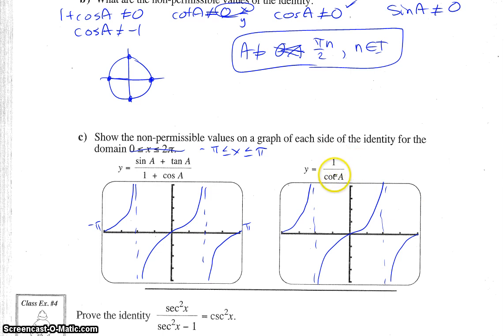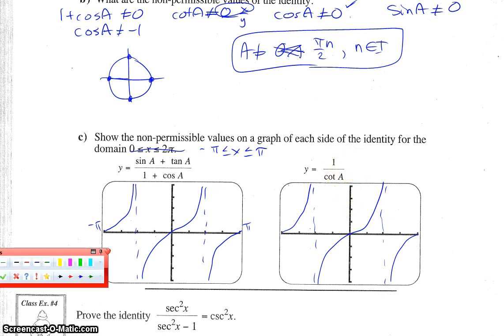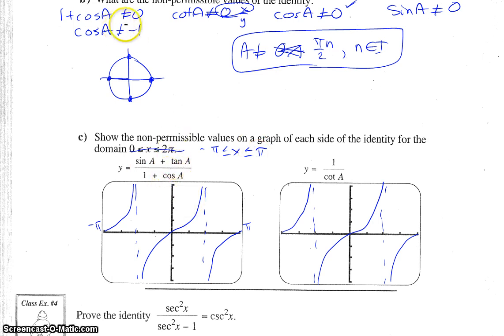Okay, now we need to put holes in the graph. So let's use a different color for that. Okay, we have holes for this one happening where 1 plus cos was 0. So basically when cos was negative 1, which happened at pi and negative pi. So we'd have a hole in the graph here and here. We also had it where, because we had tan as sine over cos, cos was 0. Oh, okay, well, we have asymptotes there. Those are more than holes in the graph.